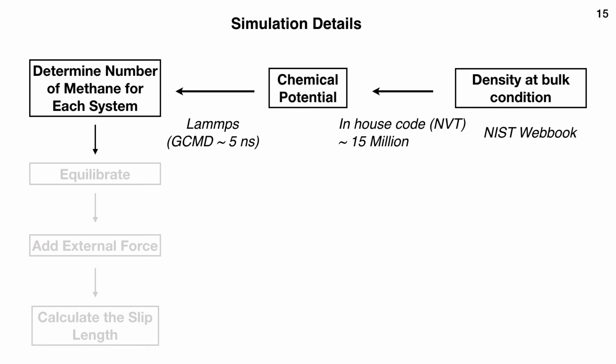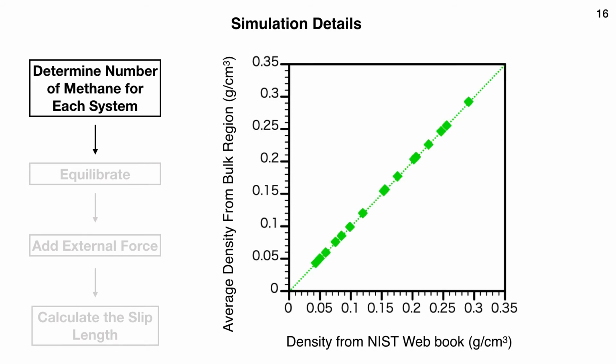We use the in-house code and the software LAMMPS, using GCMC and GCMD, to calculate the number of methane molecules in the system based on the chemical potential. We have calibrated our result by comparing the average density from the bulk region with the density from the NIST Chemistry WebBook. We found that our result matches very well with the data from NIST.